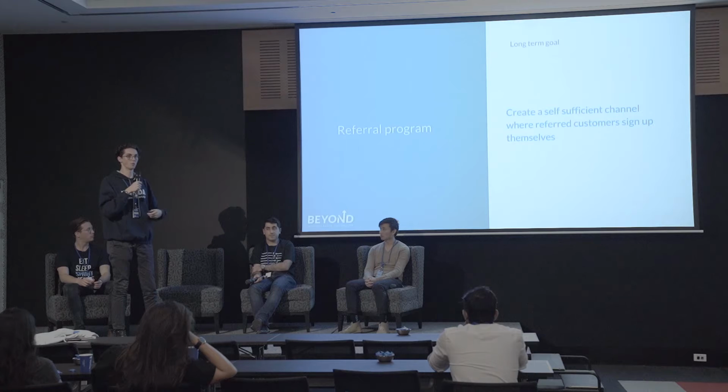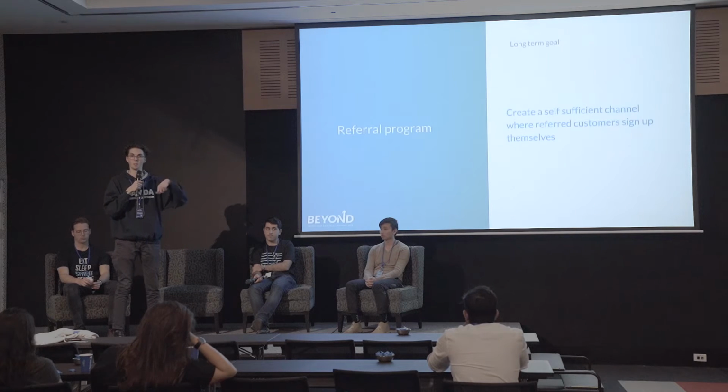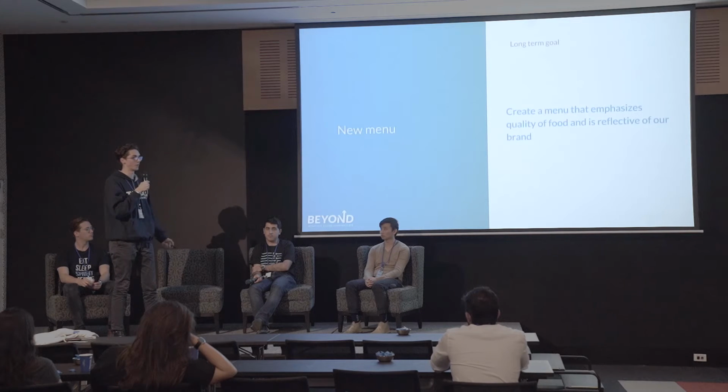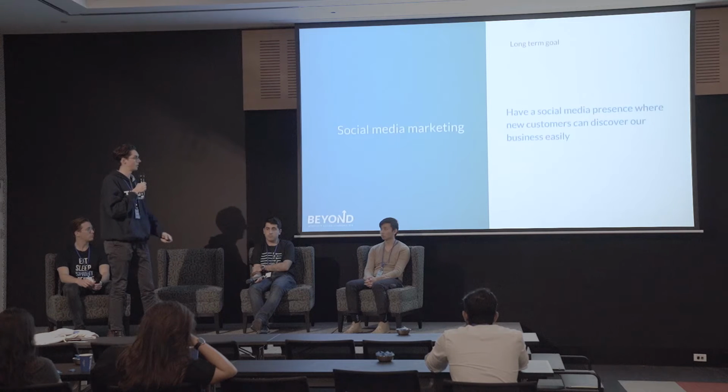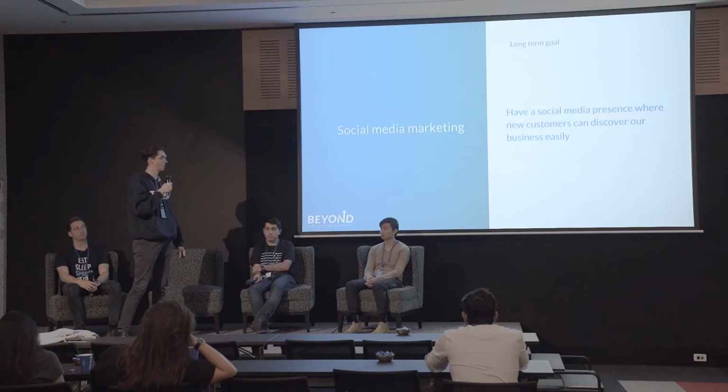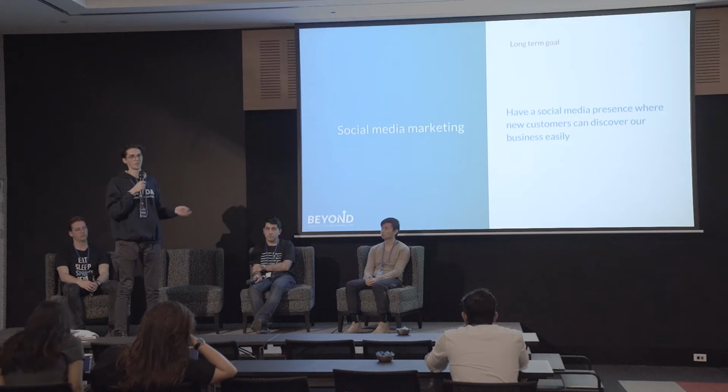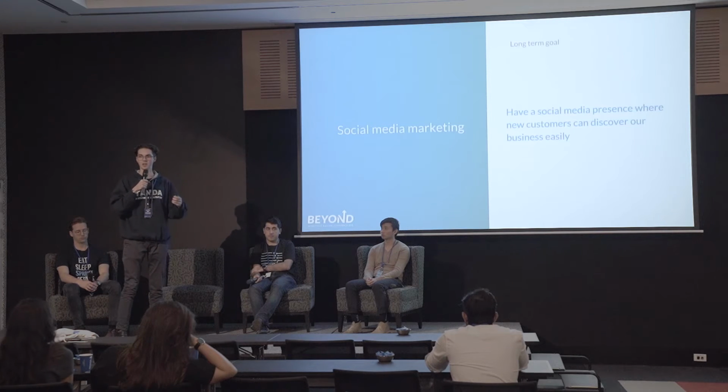This long-term goal, when we applied it to our own referral program, was that we want to create a self-sufficient channel where referred customers sign up themselves, and that perpetual cycle just continues from that. The long-term goal for, say, the new menu is creating a menu that emphasizes the quality of food and is reflective of our brand. And for social media marketing, your long-term goal could quite easily be having a social media presence where new customers can discover our brand easily. So that's the first thing you do on a Monday morning: identify the long-term goal before you even start thinking about what possible solutions there could be.